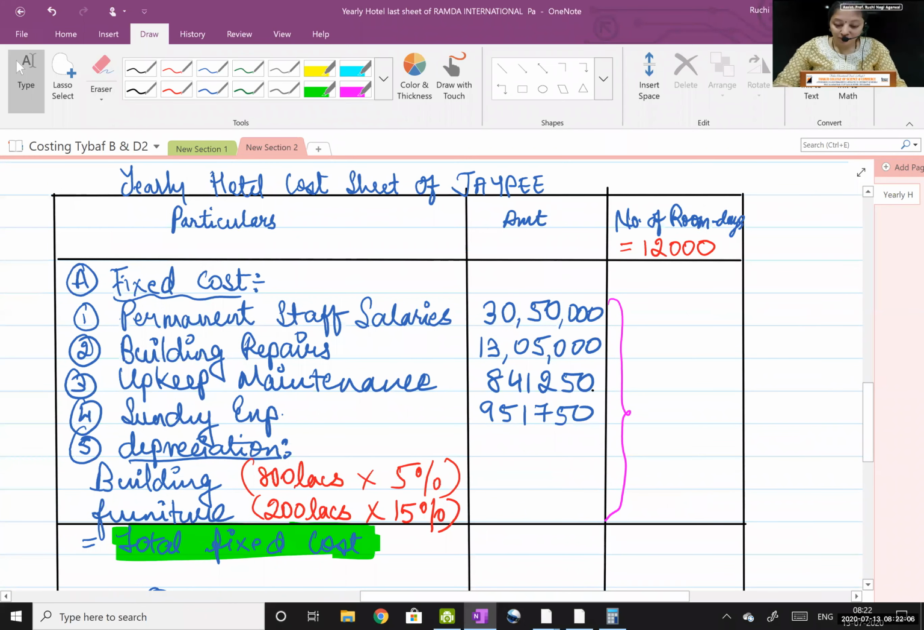Particulars column, amount column, number of room days column, the last column, the third column. Okay. What answer we got? 12,000. So write it there. What the answer? 12,000. No? So write it here.